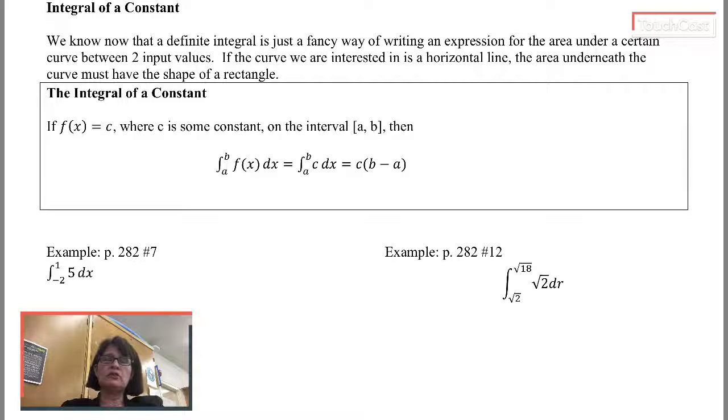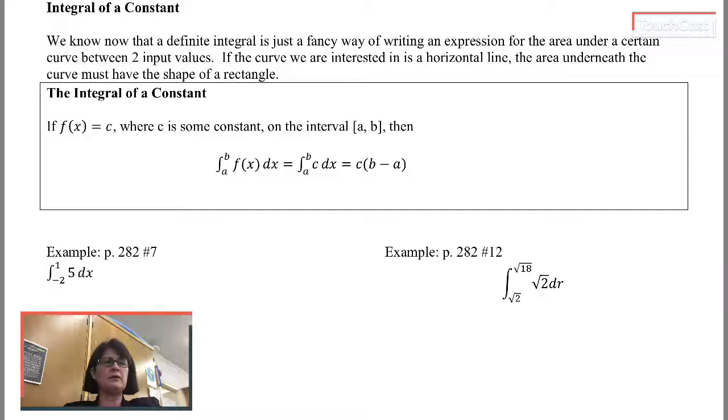Since a definite integral is just a way to express the area underneath a curve, if we have an integrand that is a constant, so a number with no variable, then the function we're finding the area under is horizontal. And when we consider the area we're finding, it's going to be the area of a rectangle. That makes it easy to evaluate the integral of a constant. Think of it as the distance across the width of the rectangle, which is going to be the difference between the upper and lower limit, multiplied by the height of the rectangle, which is going to be your integrand.